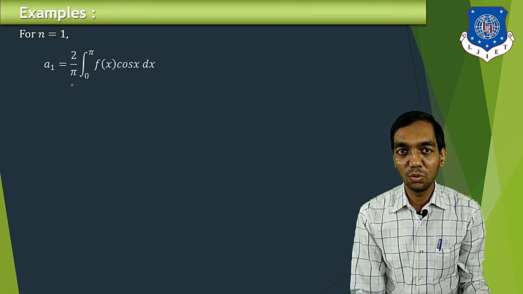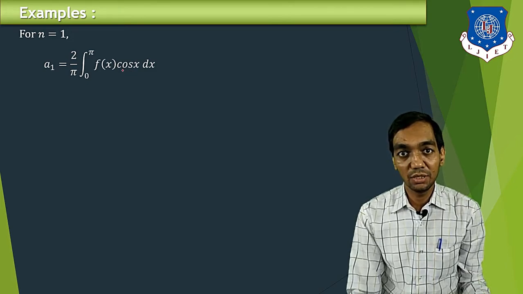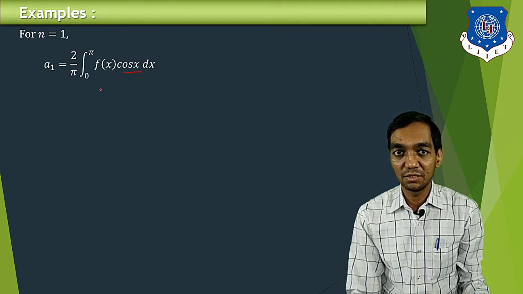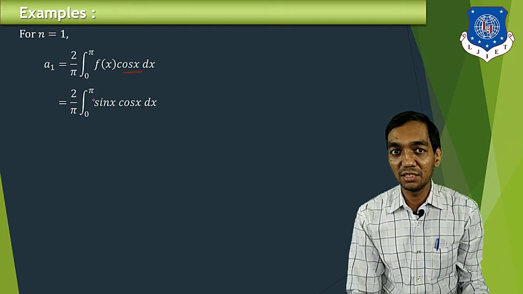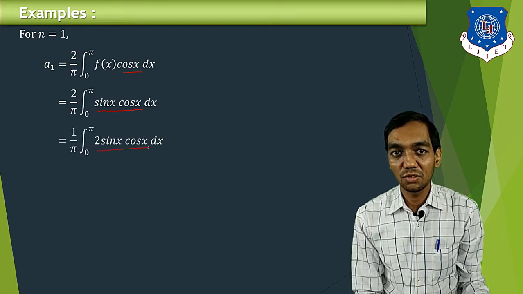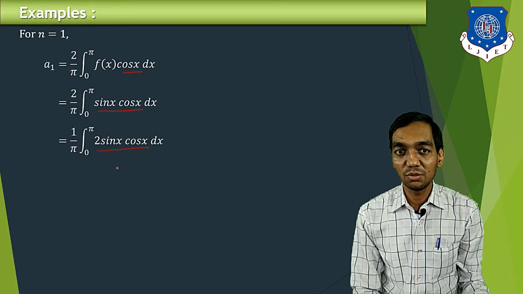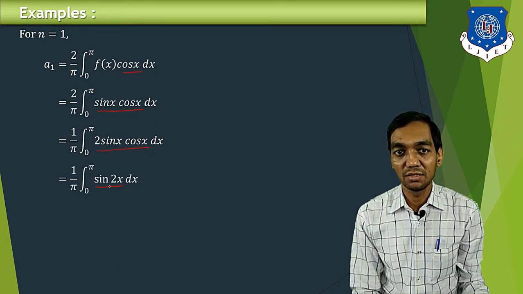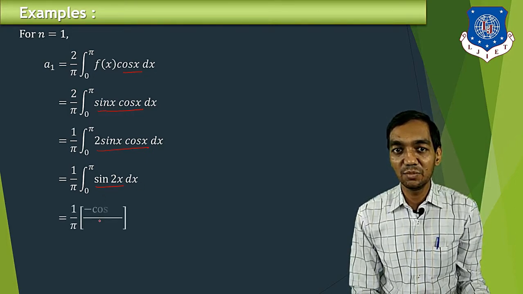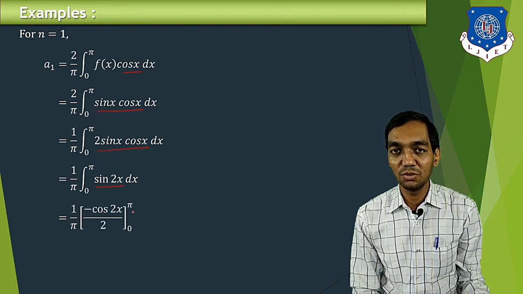So a1 is going to be 2 upon pi integration 0 to pi f(x) into cos nx. But n we have taken 1, that means it is cos x dx. Now put f(x) is sin x. So you will have 2 by pi integration 0 to pi sin x into cos x dx. Now multiply this 2 inside and you will have 2 sin x cos x. But 2 sin x cos x has a value sin 2x. So your integration is reducing to the form of 1 by pi integration 0 to pi sin 2x dx. Now sin 2x has an integration minus cos 2x by 2 and limit is from 0 to pi.